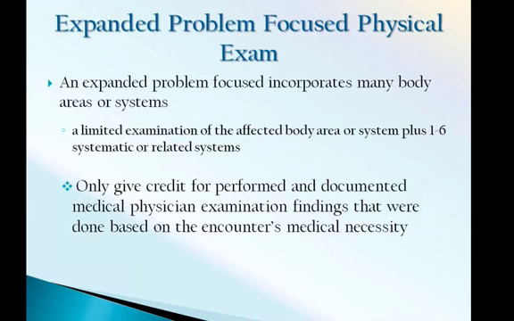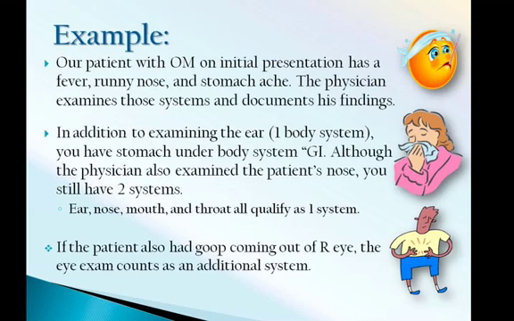For instance, our patient with otitis media, on initial presentation, has a fever, runny nose, and stomach ache. The physician examines those systems and documents his findings. In addition to examining the ear, which is our one body system, you have stomach, which would count under either abdomen or gastrointestinal. Although the physician also examined the patient's nose, you still only have 2 systems. Ear, nose, mouth, and throat all count as one system, regardless of how many of those structures are examined.